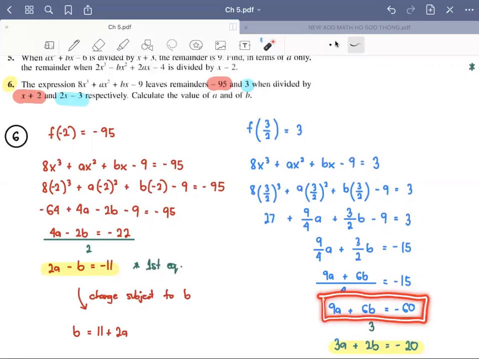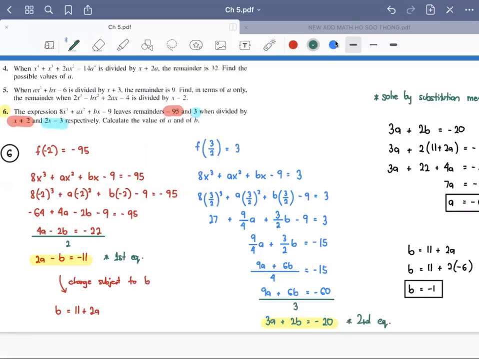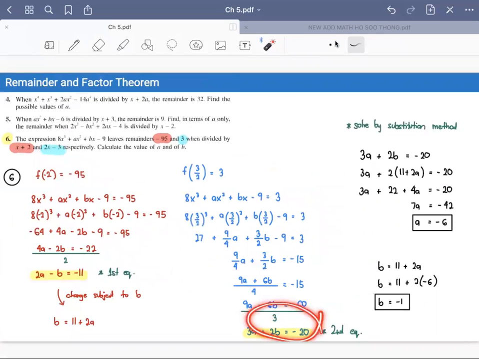However, if you want to make it a bit easier, you can make the numbers a little smaller, because 9, 6, and 60 are all divisible by 3, right? So therefore, this is my second equation: 3a plus 2b equals negative 20. All right, any question, class? All right, so that's your second equation, and this is your first equation.